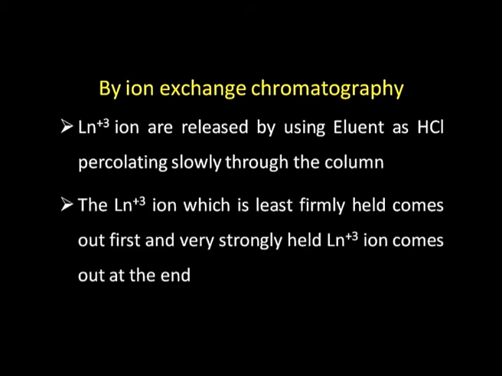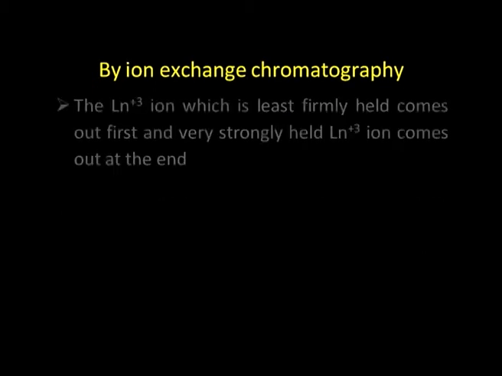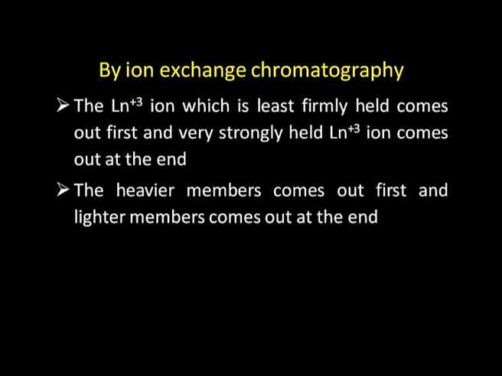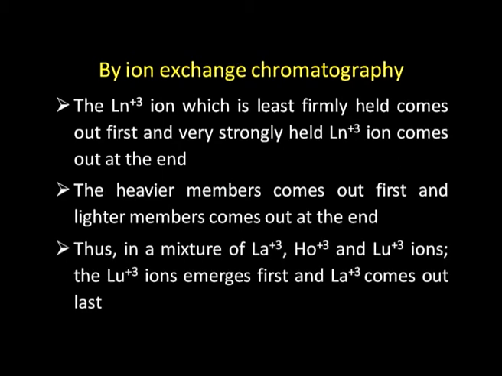The lanthanum +3 ion which is least firmly held comes out first, and very strongly held lanthanum +3 ions come out at the end of the treatment with the eluent. The heavier members come out first and lighter members come out at the end. Thus, in a mixture of lanthanum +3, holmium +3, lutetium +3 ions, the lutetium ion emerges first and lanthanum comes out at the end.